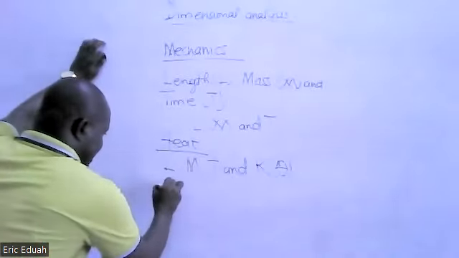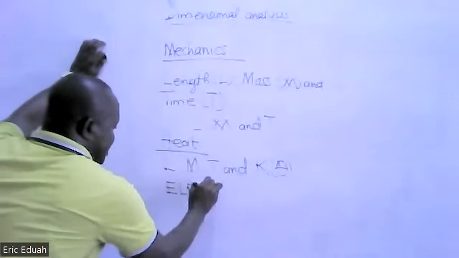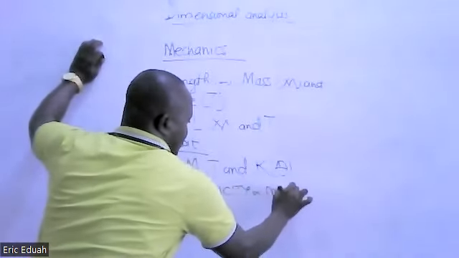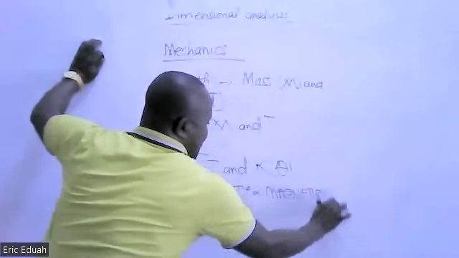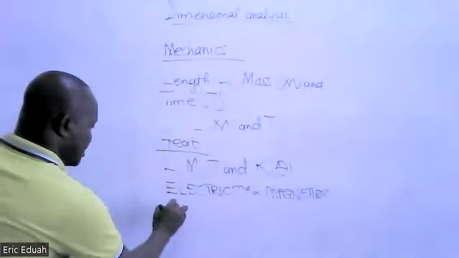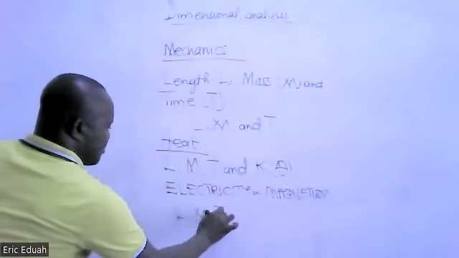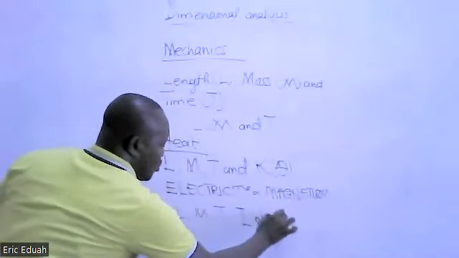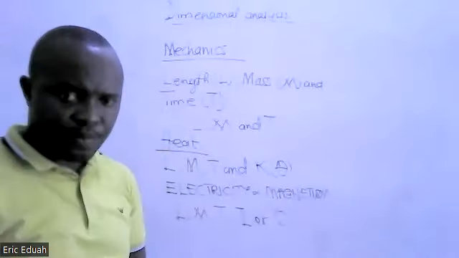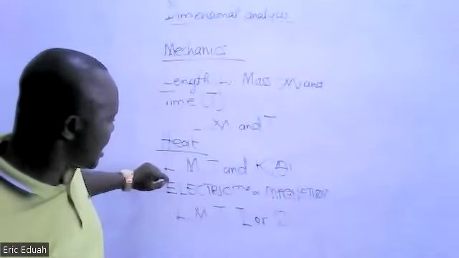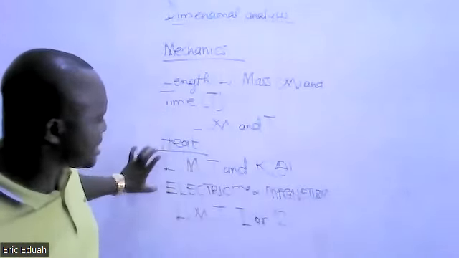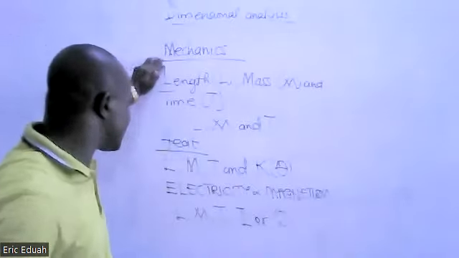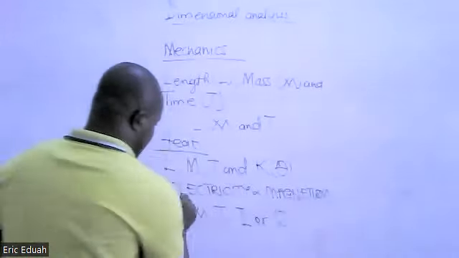Then electricity and magnetism. In electricity and magnetism, we express the dimensions of a quantity using length, mass, time, and then we add electric current or charge Q. Okay, so these are the physical or fundamental quantities that we use to express the dimensions of a given quantity under mechanics, heat, and electricity.